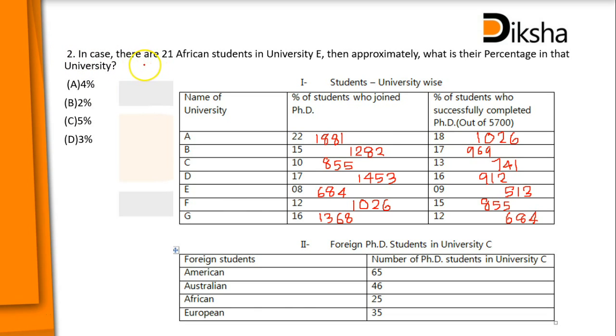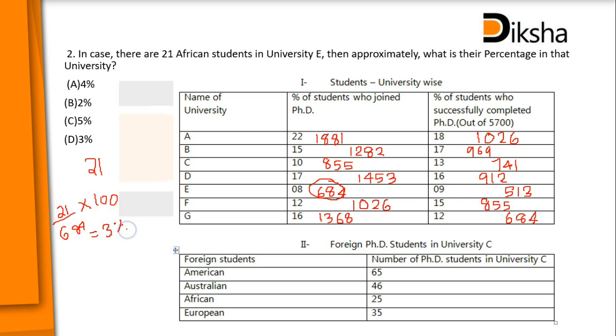In case there are 21 African students in University E, what is the percentage? For University E, we have got the total as 684. So we just find 21 is what percentage of 684. 21 by 684 into 100. You will get the answer as 3 percentage.